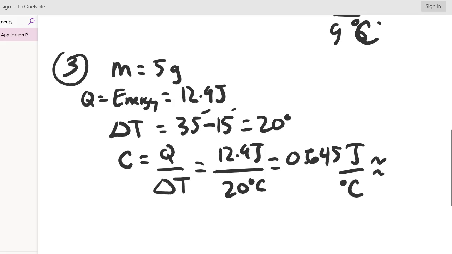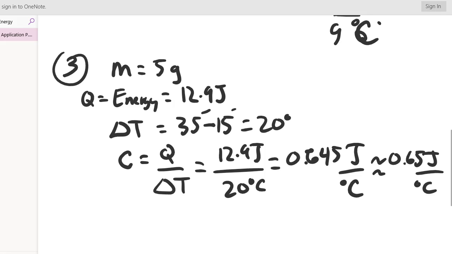That's about 0.65 joules per degree Celsius. So that would be your answer for the first part. Now they want to know, well, what is the specific heat? Because this just calculates out what the heat capacity was for that specific sample.